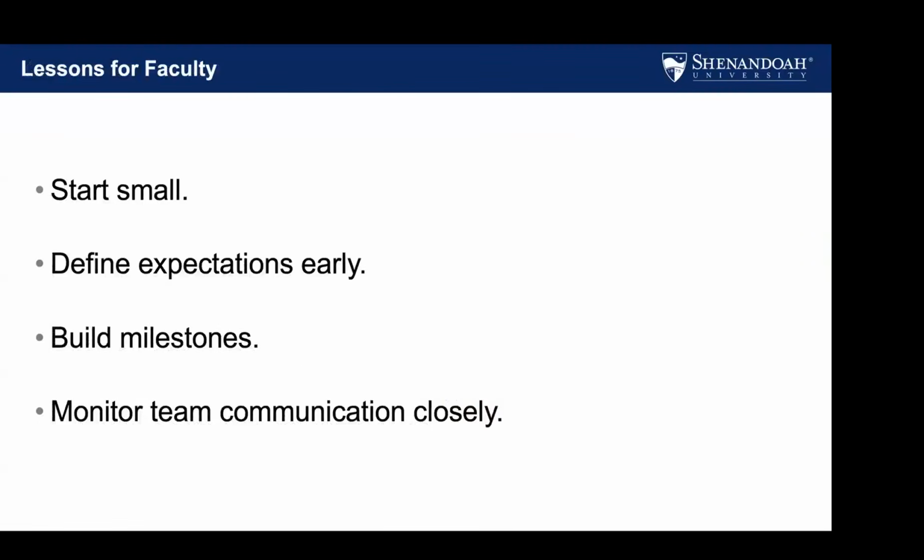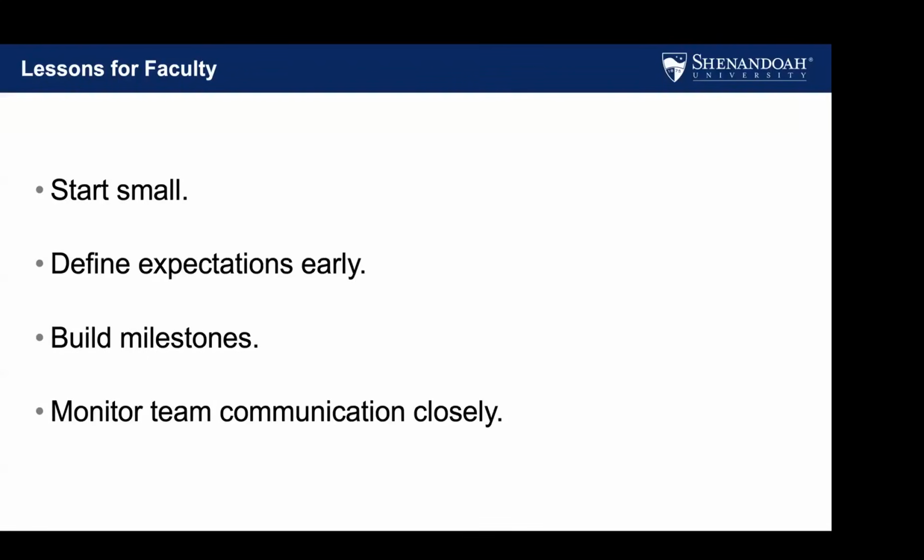Let's now go over the lessons learned to be shared with faculty. Start small. Faculty can begin with a focused COIL activity or short project before designing a complex collaboration project. Why? Starting small makes planning easier and helps both instructors and students manage the experience successfully. Define expectations early. Instructors should clearly explain communication rules, deadlines, tools, roles, and expected student contributions at the beginning. Clear expectations reduce confusion and help students understand how to collaborate professionally.